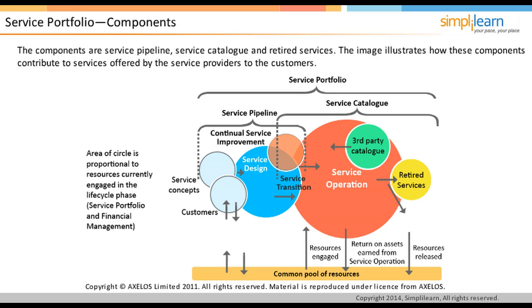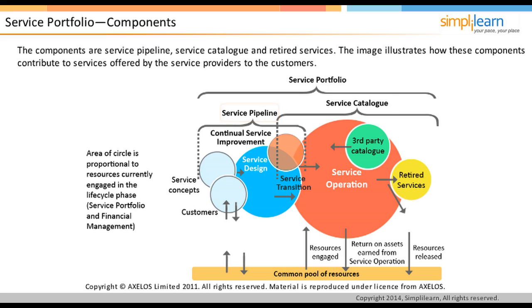As seen in the image, the service pipeline consists of services under development for a given market space or customer. These services are to be phased into operation by service transition after completion of design, development, and testing. The design, development, and testing are done as part of the service design phase of IT service management. Service pipeline is basically the services to be launched by the service provider.